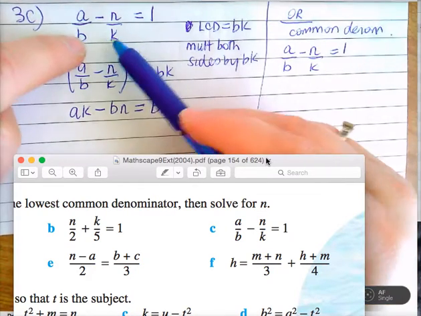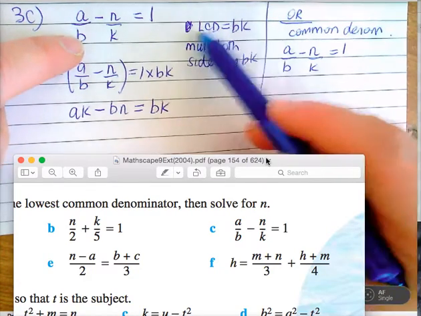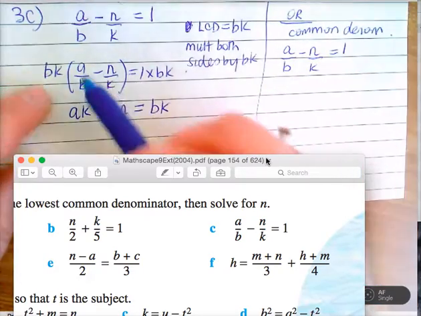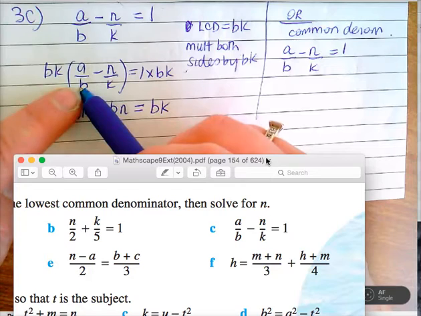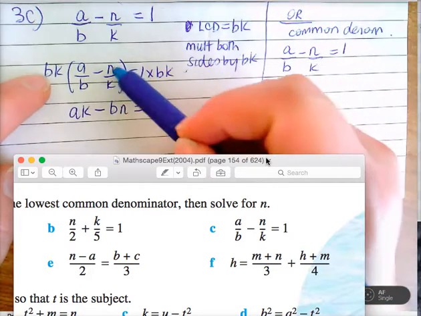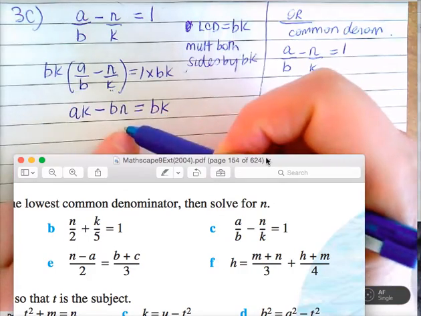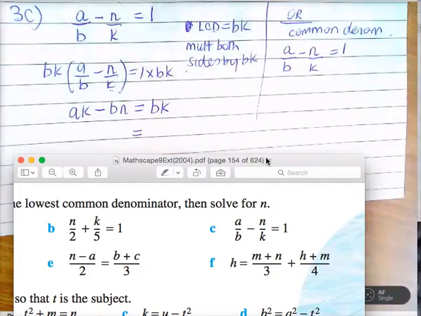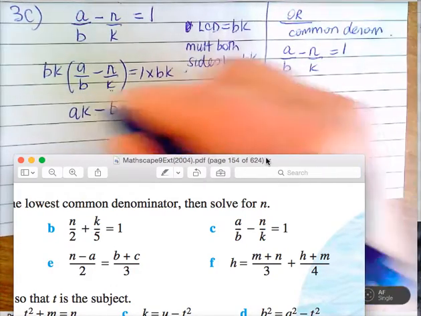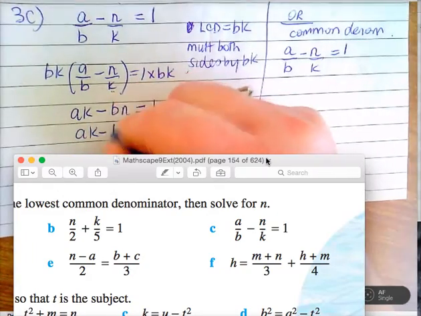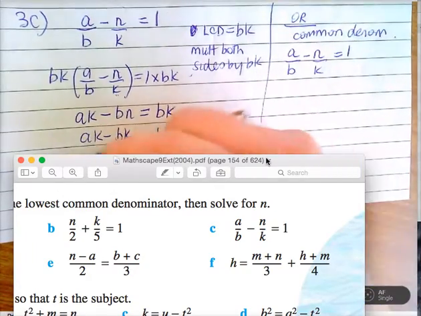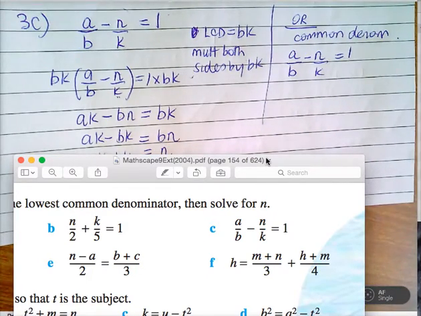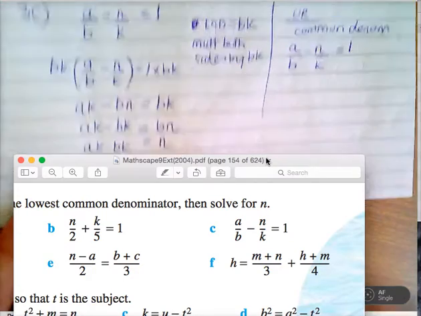Girls, you need to get rid of this B and K off the denominator. The lowest common denominator is BK, so you multiply both sides of this equation by BK. Here you'll get ABK over B, and the B's cancel. Here you'll get BKN over K, and the K's cancel. Which one's supposed to be the subject? N. Take the BN over here, AK minus BK, and divide through by B.